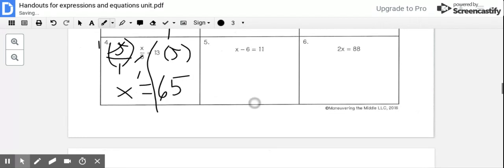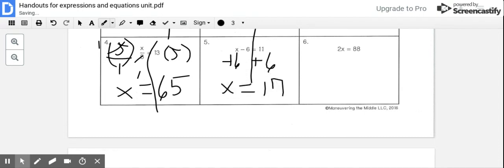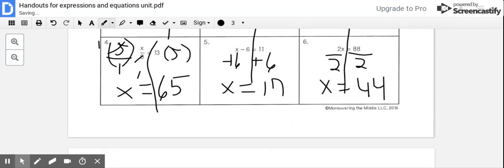Okay, X is being subtracted by 6, so we're going to add 6 to both sides. And we get X equals 17. Okay, on this one, when they're right next to each other, that means to multiply. So X is being multiplied by 2, so we're going to divide by 2. So X equals 44. Pretty simple.